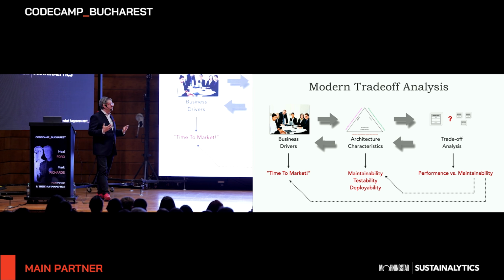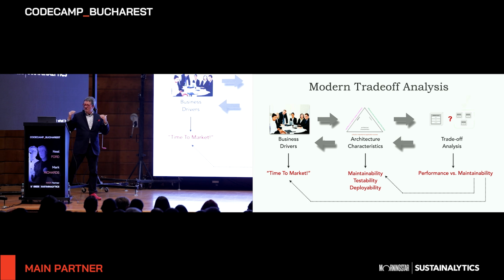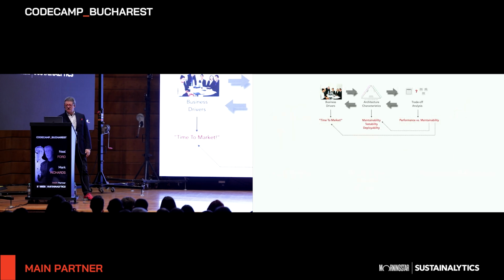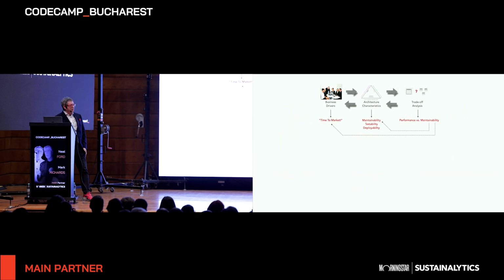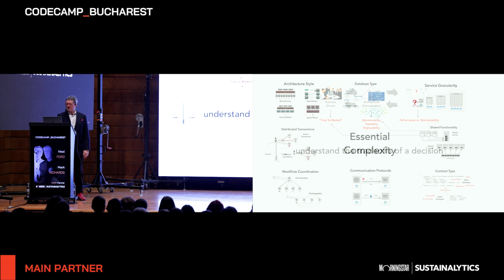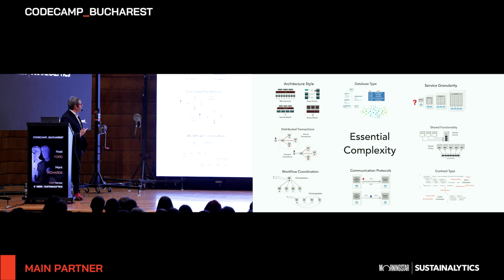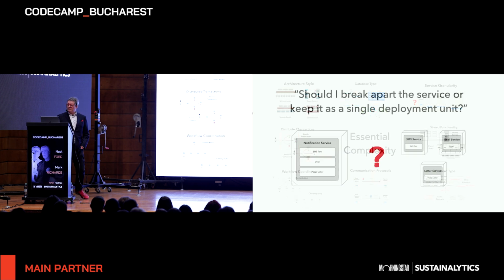It's analysis, but we're trying to give enough information for informed decisions in an organization for making these kinds of trade-off decisions. So this is the first really important thing, is understand the trade-offs of a particular decision within an ecosystem like that. And that goes back to the essential complexity that we were talking about before.